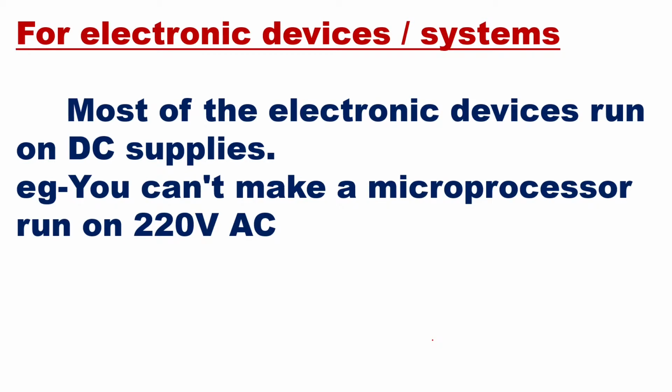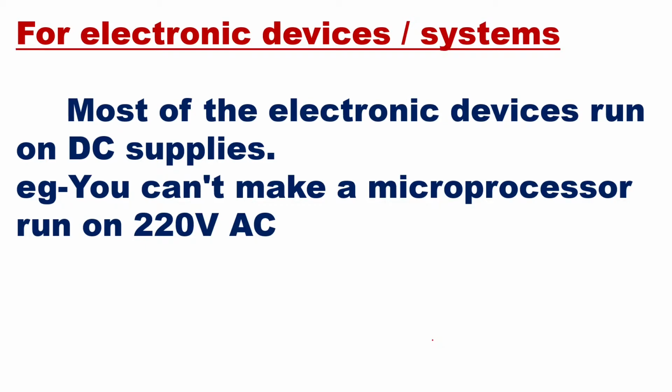So that 220 volt AC should be converted to a lower voltage DC, and then only whatever appropriate voltage is required by the processor, by the microprocessor, by the integrated circuit, that only you have to give. And once you give that appropriate voltage, then only the system is going to work.